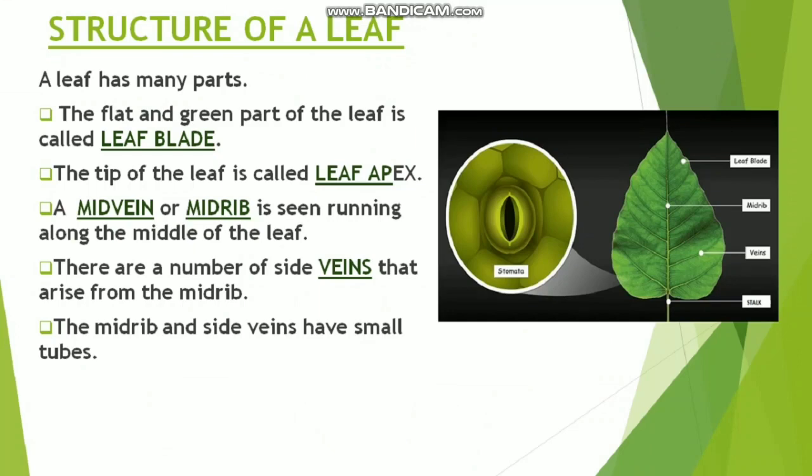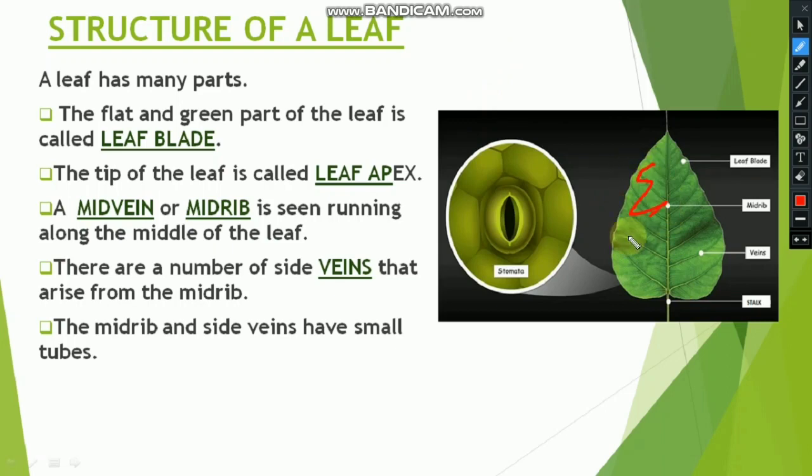A leaf has many parts. The flat and green part of the leaf is called the leaf blade. The tip of the leaf is called the leaf apex. The midvein or midrib is running along the middle of the leaf. There are number of side veins that arise from the midrib. The midrib and side veins have small tubes. Now one by one I will show you in the picture.